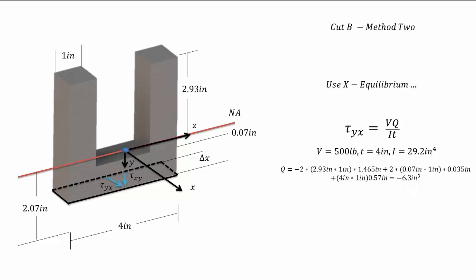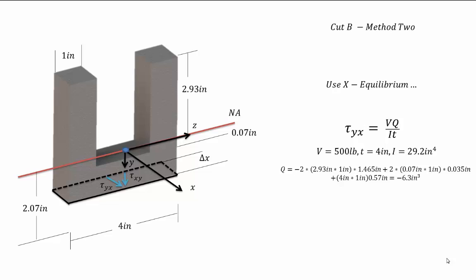Now, as with some of our previous sections, Q can be a little complicated, but we'll take it step by step and it won't be too bad. So we're first going to look above the neutral axis. That's where Q is negative. So we have two sections that are 2.93 inches by 1 inch, and their centers are both 1.465 inches above the neutral axis. So that takes care of the negative portions.